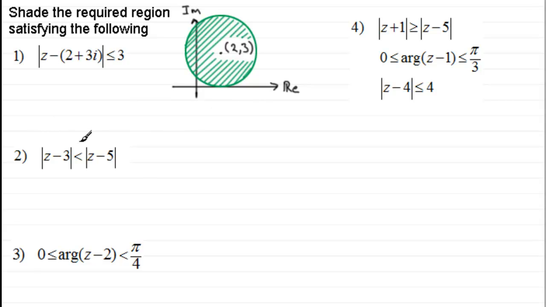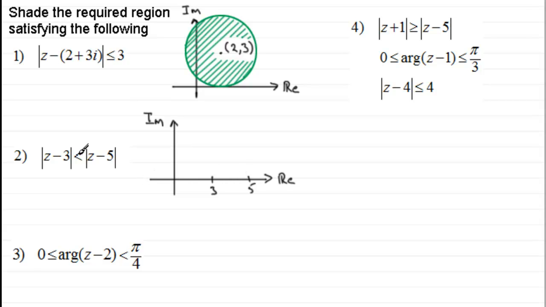Now in question number 2, we've got the mod of z minus 3 being less than the mod of z minus 5. Now again, if it was an equals between here, then what we would have on the Argand diagram is the perpendicular bisector between the 2 points on the real axis, 3 and 5. So if I was just to finish sketching this off, we've got, say, 3 here on the real axis and 5 here on the real axis. So the perpendicular bisector would be a line coming down through here, passing through the 4.